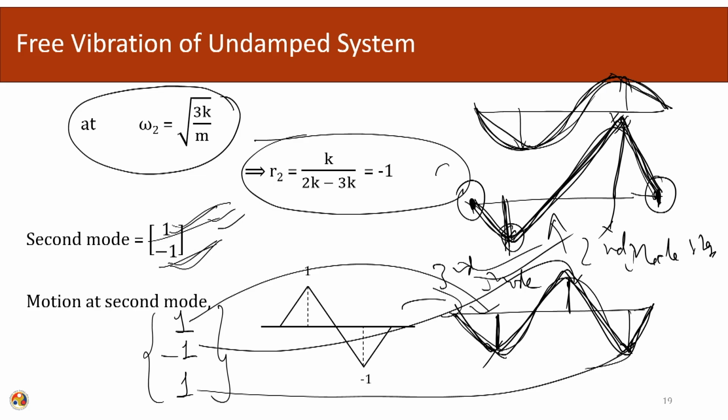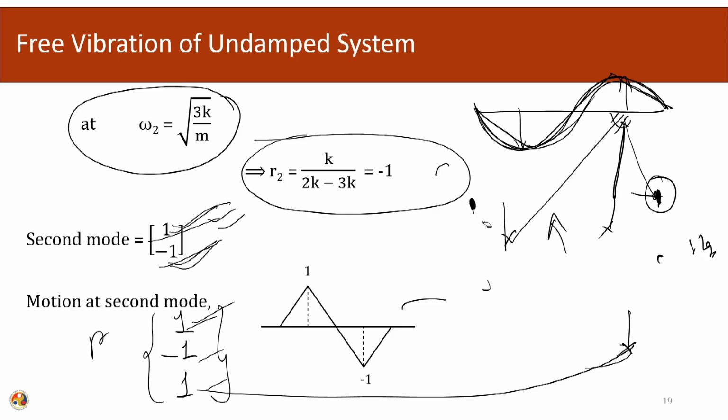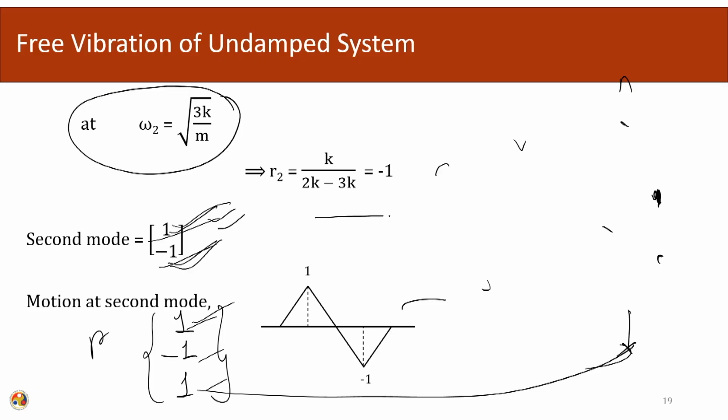If there would have been other modes, let us say a third mode, then the R would have been like this, 1 minus 1 1. So, it would have shown the third mode also like this. So, let us say this example had 3 modes. What would have been the values of R1? R would have looked like this.